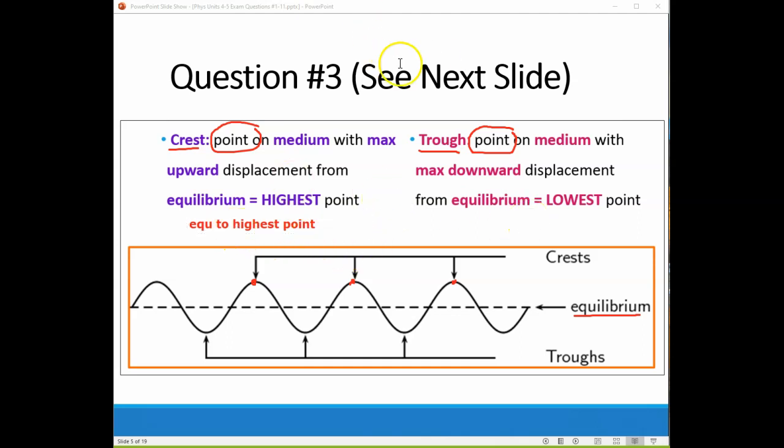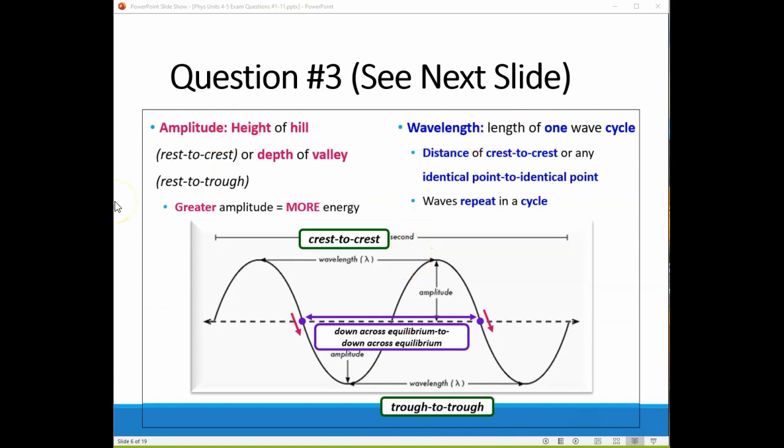And then trough, on the other hand, is going to be the part where we have the maximum downward displacement. In this case, we're going to the lowest point, right? So this one will be the lowest point. All right. So you can see a bunch of different troughs right here. Okay. But again, either way, these are points. So make sure when you're taking a look at these on your problem that you're making sure that the points are labeled as crest or trough, depending on if it's the highest point or the lowest point. All right, let's go ahead and take a look at amplitude and wavelength. Amplitude and wavelength are actual distances.